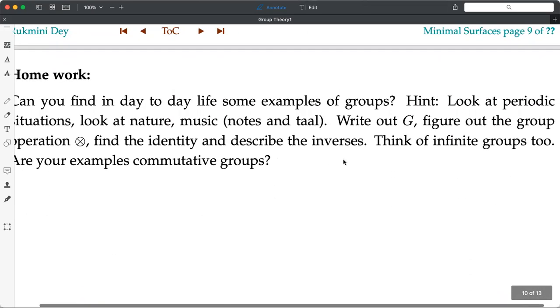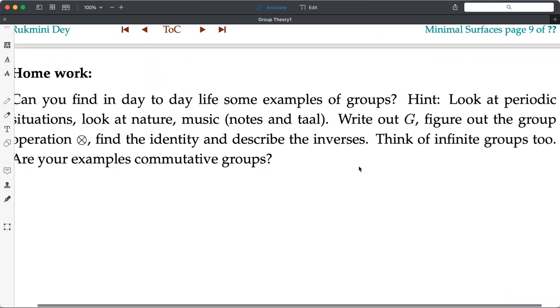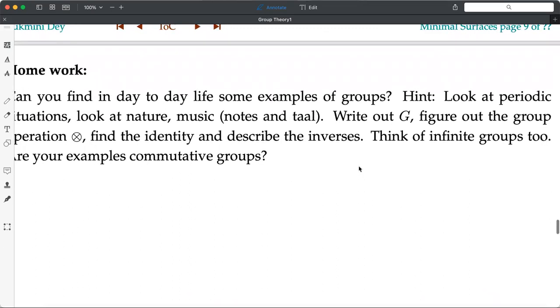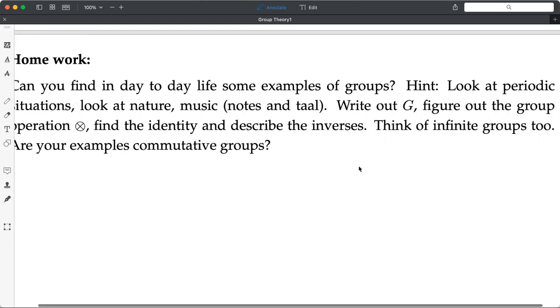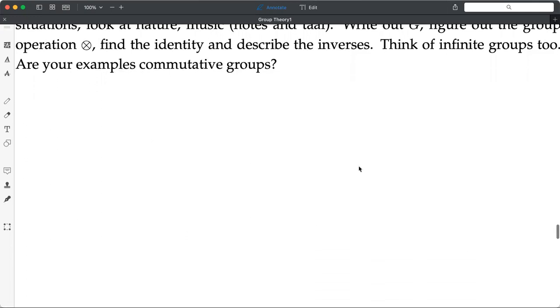So here's a homework for you. Can you find in day-to-day life some examples of groups? For example, look at periodic phenomena, look at nature, music, notes, tal. Write out G, figure out the group operation circle, find the identity, describe the inverses. Think of infinite groups too. Are your examples commutative groups?